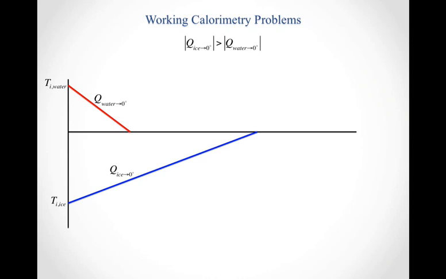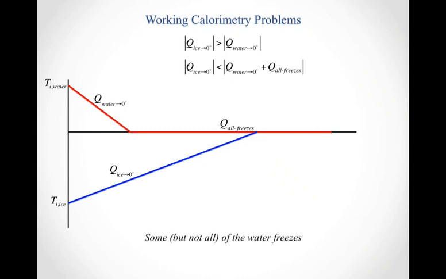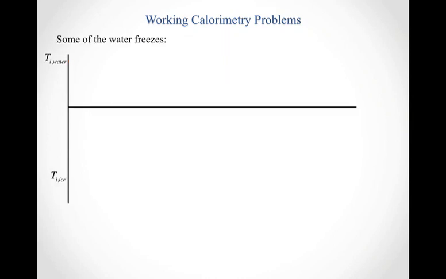So the second question becomes, how much energy would it take for all of that water to freeze? And again, I might have a situation where the energy required for all of the water to freeze is greater than what the ice needs to take in. So the energy that the water needs to give up to reach 0 degrees Celsius and all of it freeze is larger than what the ice needs to take in, which tells me that some of the water is going to freeze, but not all of it. And again, I'm going to end up with a final temperature at 0 degrees Celsius.